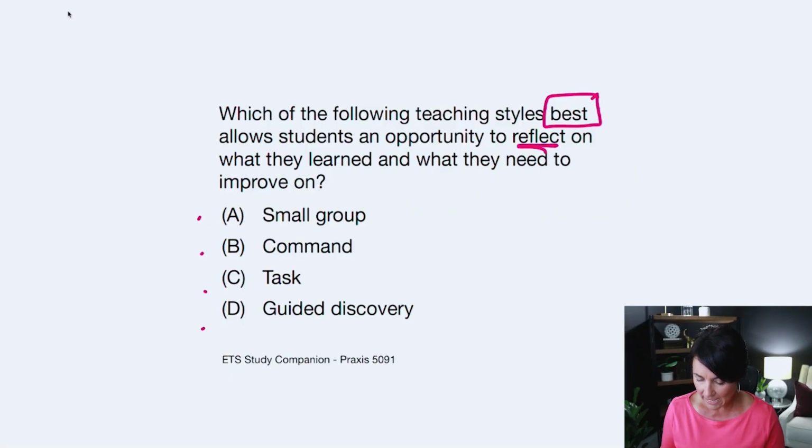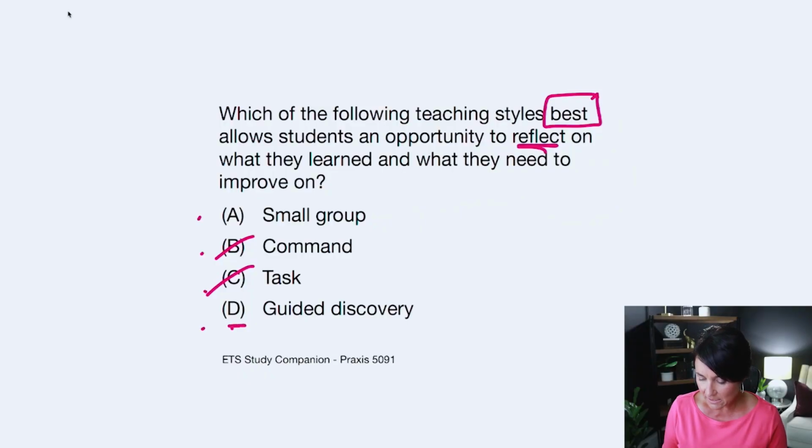So I'm going to take out B and C because command and task is more of like a test, more of like I tell you to do something and you do it. There's no real reflection there. Then we have guided discovery and small group. Now this question kind of annoys me. I think it should be worded a little bit differently. I think the answer choices should be a little bit different. But now we're down to small group and guided discovery.